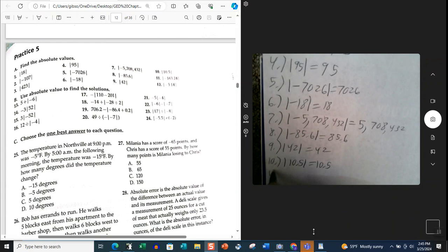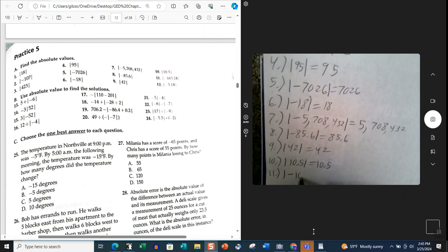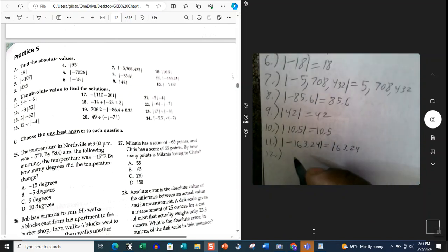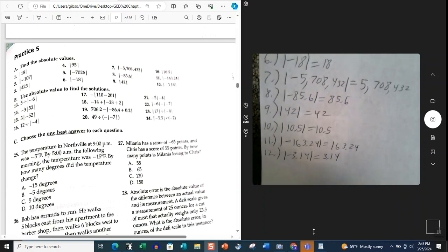Number 11, you have the absolute value of a negative 163.24, which will give us a positive 163.24. Number 12, you have the absolute value of negative 3.14, which is 3.14. Okay, now 13 through 24 requires a little bit more work, but it's still just as easy as problems 1 through 12. So, let's get to it.